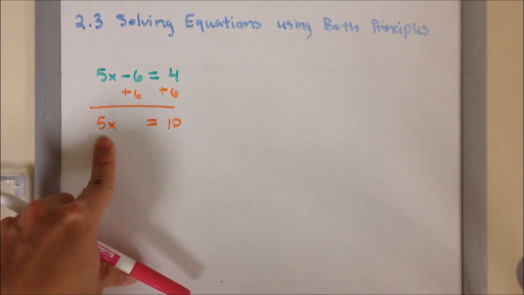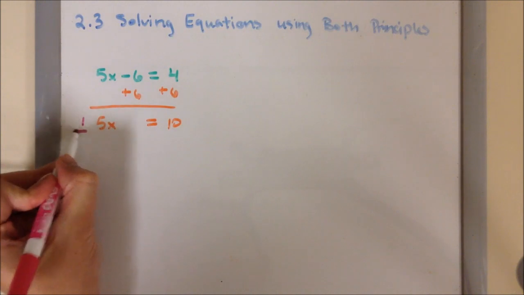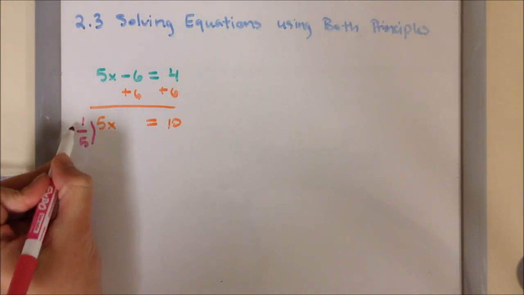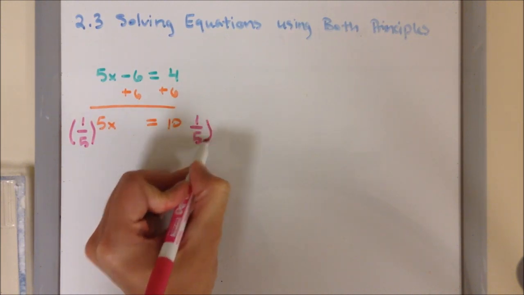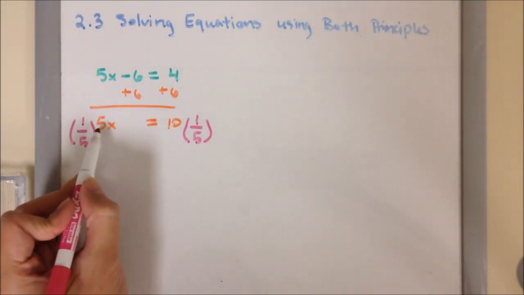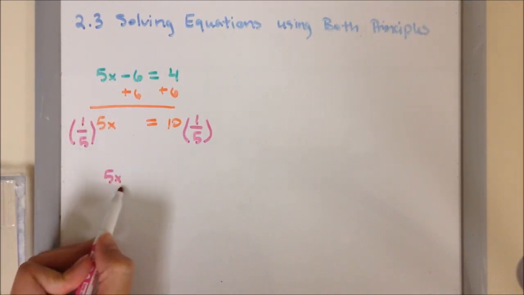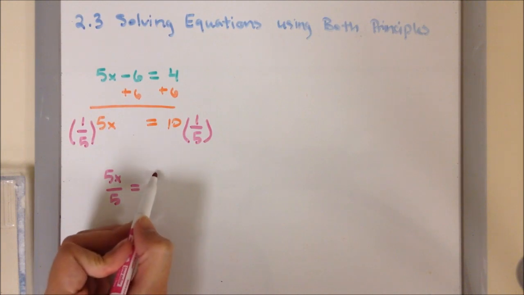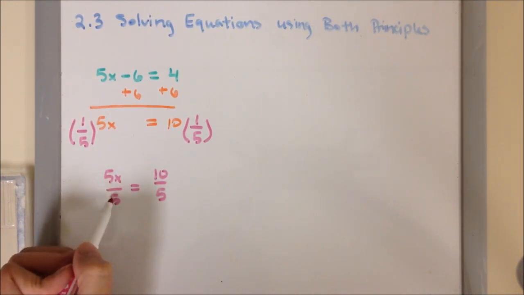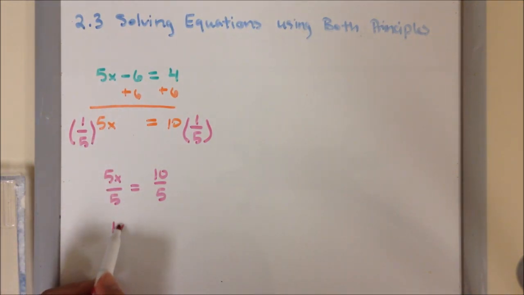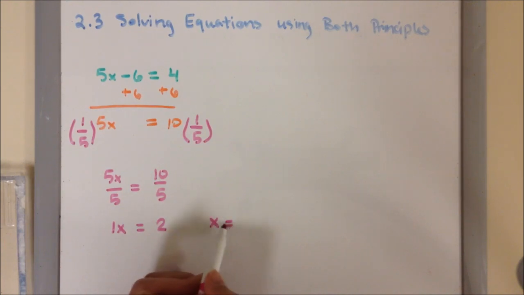So we have 5. The reciprocal of 5 will be 1/5. So I'm going to multiply the left side by 1/5 and the right side by 1/5. And remember, if it's a whole number, just multiply it to the numerator. So it's going to be 5x over 5 equal 10 over 5. I can simplify this. 5x divided by 5 will be 1x equal to 2, or just simply x equals 2.